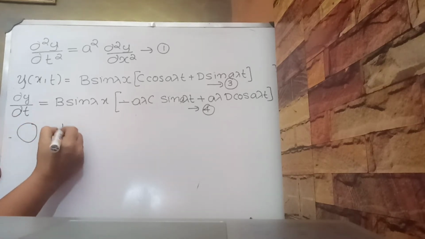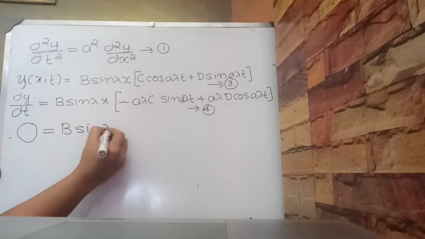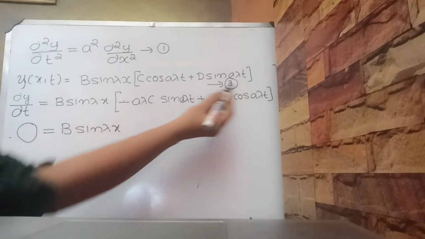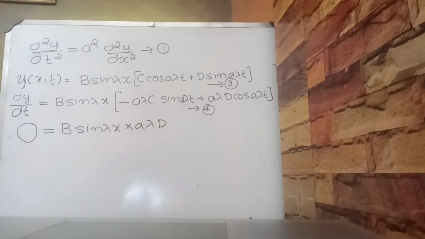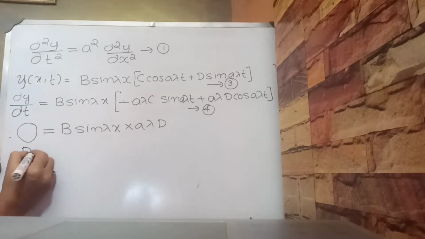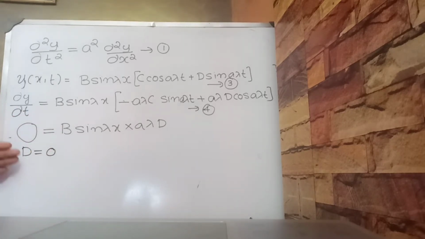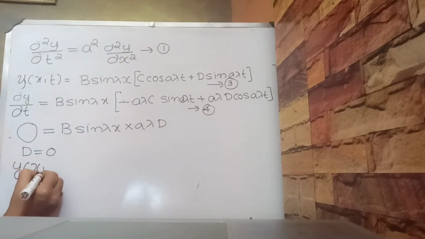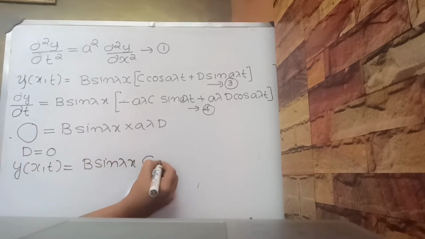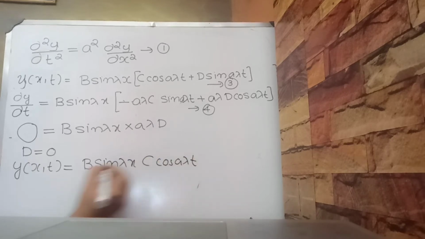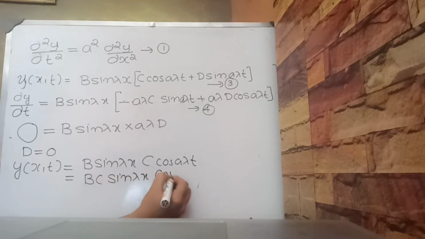We have 0 is equal to b sin lambda x into sin 0 is 0, cos 0 is 1 into a lambda d. So we have 0 is equal to b sin lambda x into a lambda d. The only possibility is d equal to 0. So we can substitute this d equal to 0 in equation 3 and we get y of x,t is equal to b sin lambda x into c cos a lambda t, or this is equal to bc sin lambda x into cos a lambda t.